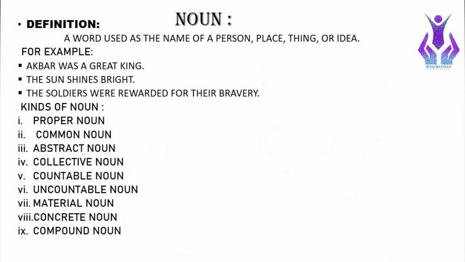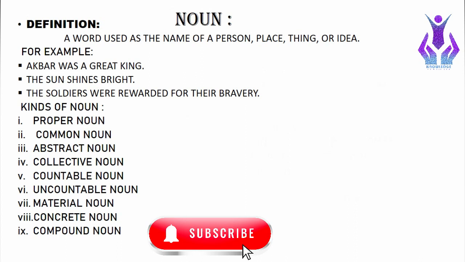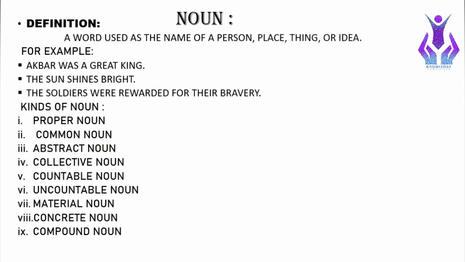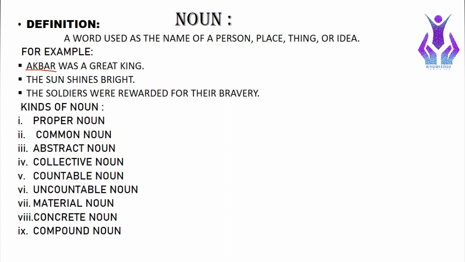What is a noun? A word used as a name of a person, place, thing, or idea. In general, we say that a noun is a naming word. The name of a person, place, thing, or any idea is called a noun. For example, Akbar was a great king. Here in this sentence, Akbar is the name of a person, so it is a noun.